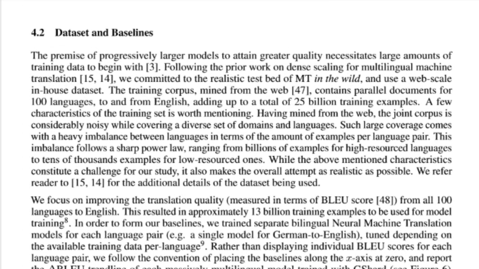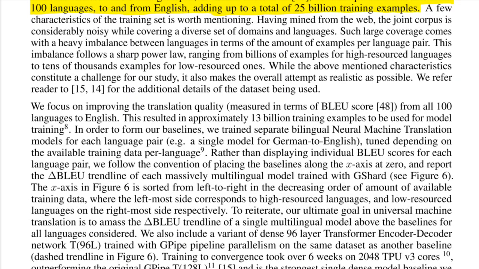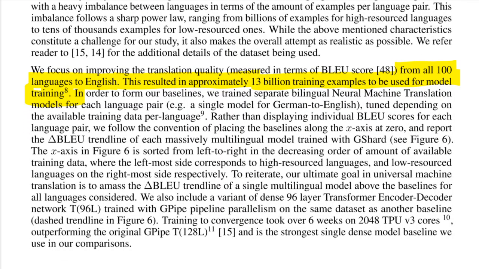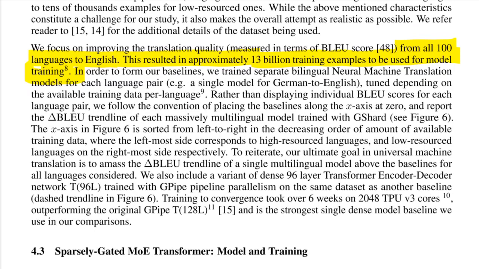They do use an in-house data set, which we don't have access to, but they say the training corpus mined from the web contains parallel documents for 100 languages, to and from English, adding up to a total of 25 billion training examples. However, they only use from 100 languages to English. This results in approximately 13 billion training examples to be used for model training. So that's a lot. It's a lot of data, especially for translations. It's kind of a noisy translation because it's mined from the web, but still, it's a lot of data.